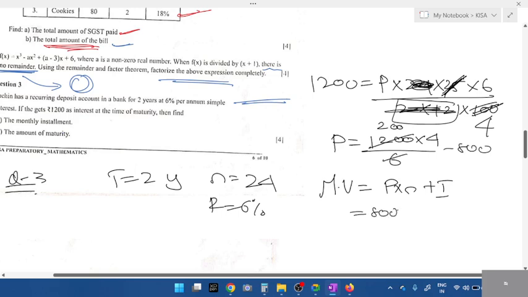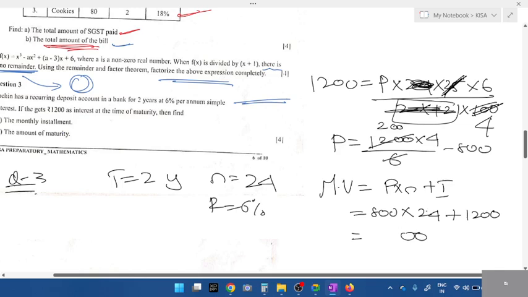And the toughest questions we have solved. In the afternoon, I gave you all the n question. Yesterday's test, I gave you all how to find the n value. That is the toughest. All these are easy ones. 800 into n value, which is 24, plus 1200. What's the answer?